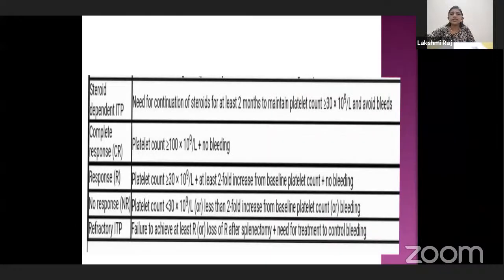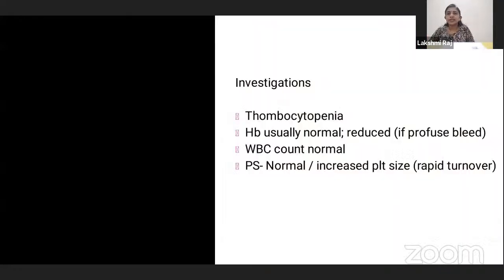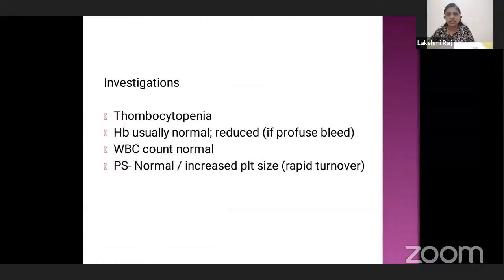Then what are the investigations to be done in ITP? First of all, we have to do the platelet count actually. So when a child is presenting with bleeding, you have to do a complete blood count. When the child is coming to you with certain skin bleeds, there are some ecchymosis, some purpura, or some mucosal bleeding from the mouth or the nose, or something like that. First thing that you have to do is you have to do a complete blood count. So in ITP, there will be thrombocytopenia. The platelet will be less than 1 lakh. The hemoglobin will be usually normal.